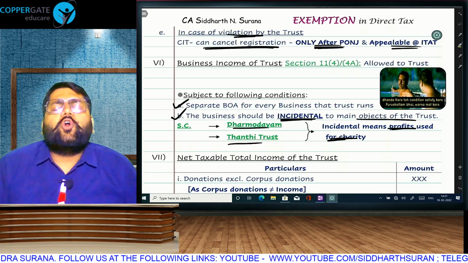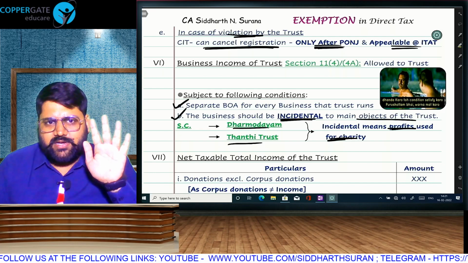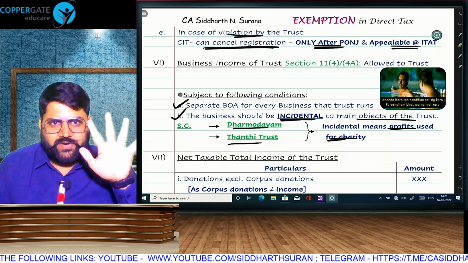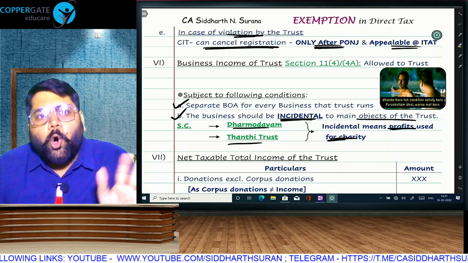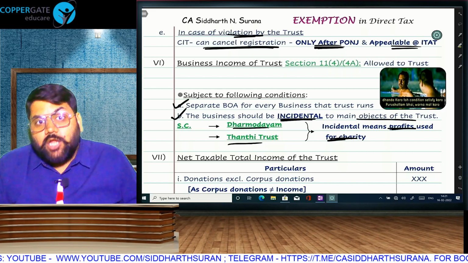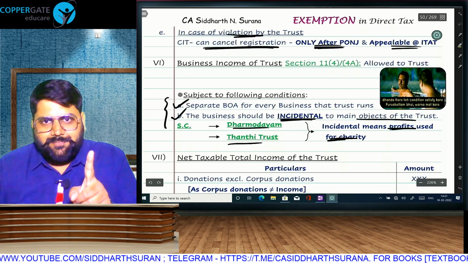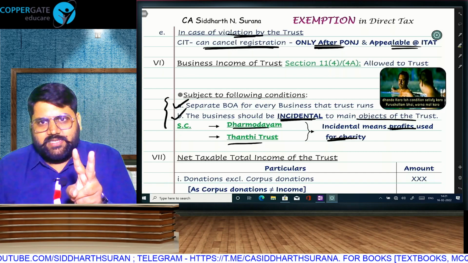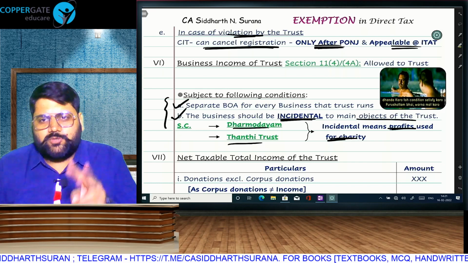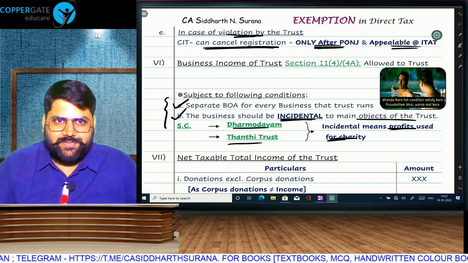Any trust which is not doing business, for normal trust there are 5 conditions to get exemption. 5 conditions. Registration, books of accounts, audit, file ROI on time, and utilization of funds. 5 conditions applicable to all the trusts, whether you do business or you don't. Now if a trust is doing business, then there will be 2 extra conditions. Separate books and business should be incidental. Incidental means profits used for charity. So that will make it 7 conditions for trust doing business.